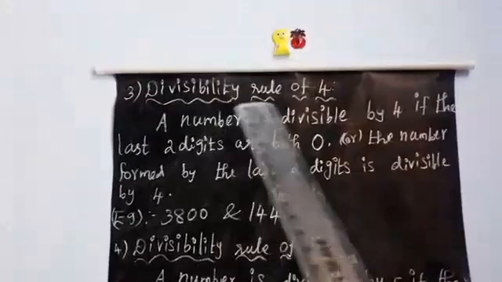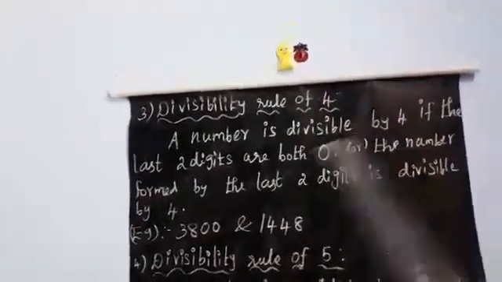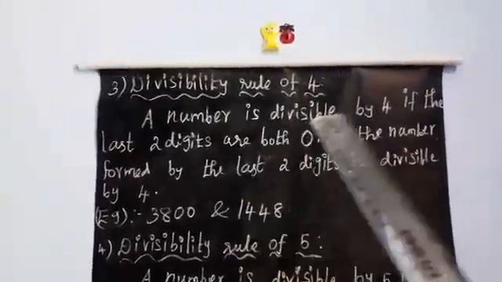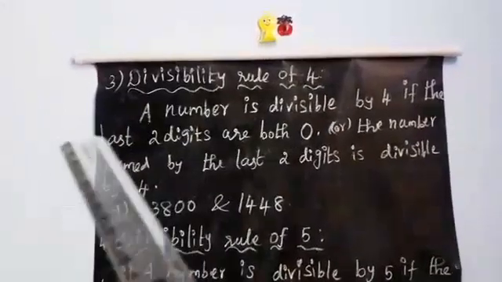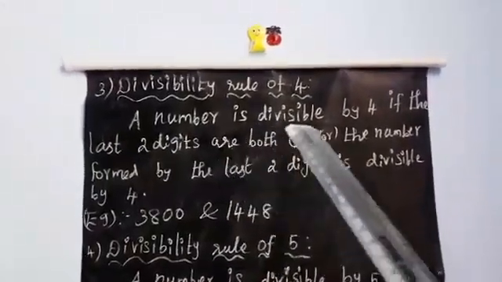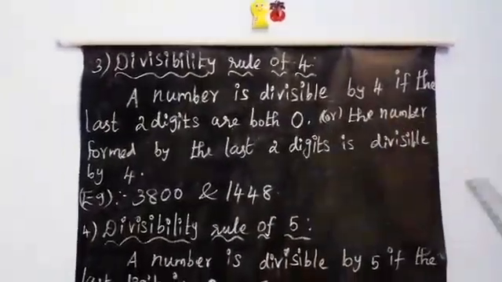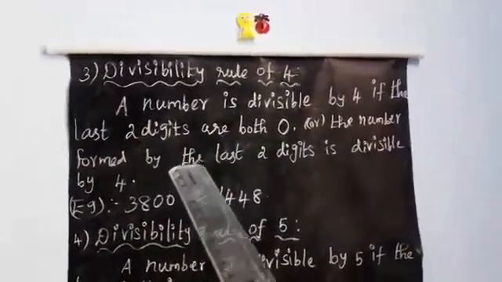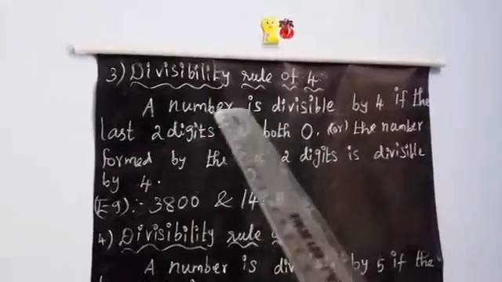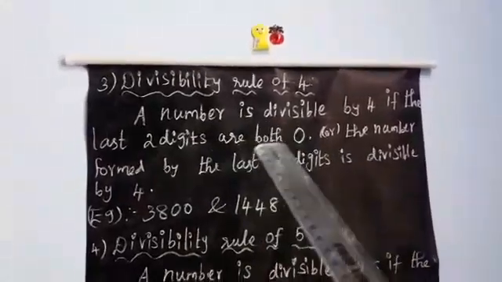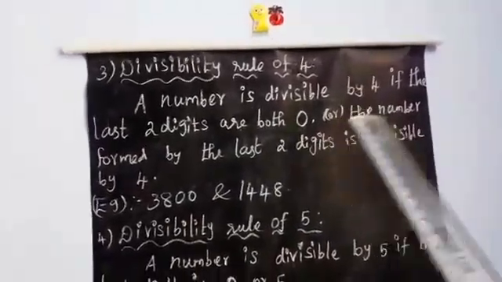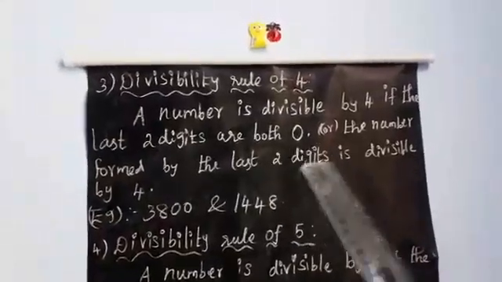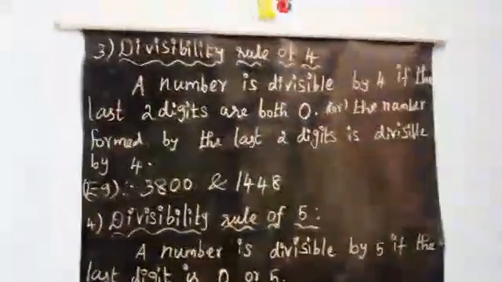Third type, divisibility rule of 4. A number is divisible by 4 if the last 2 digits are both 0 or the number formed by the last 2 digits is divisible by 4. Okay, last 2 digits are both 0 or the number formed by the last 2 digits is divisible by 4. It is the rule of 4.